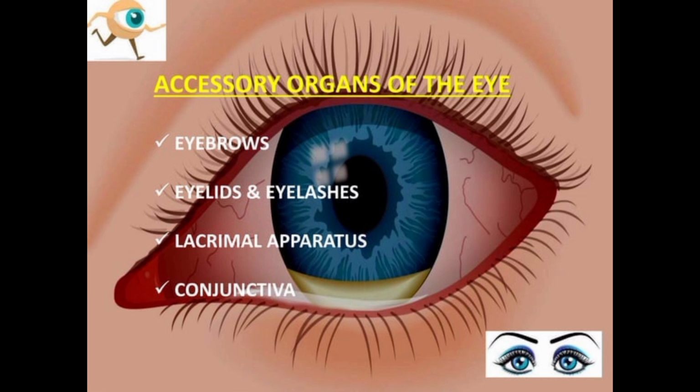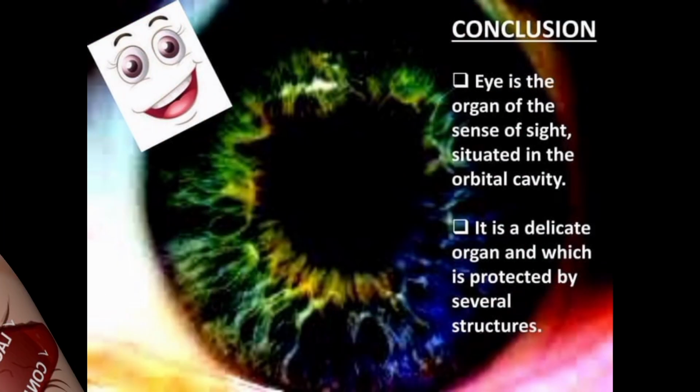Accessory organs of the eye: eyebrows, eyelids and eyelashes, lacrimal apparatus, conjunctiva. The eye is the organ of the sense of sight situated in the orbital cavity. It is a delicate organ and is protected by several structures.